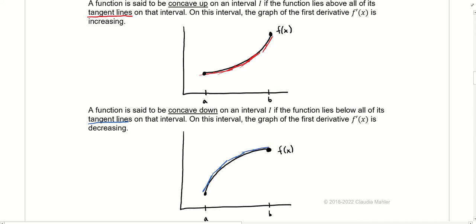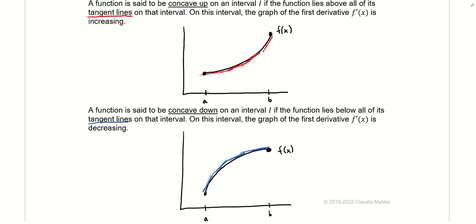We can see that in this picture, the tangent lines are sitting on top of the function. So now the function is holding up the tangent lines. Before, the tangent lines were cradling the function. Here the function is holding up the tangent lines. This would be concave down. And visually, what this means in terms of the first derivative is that it is decreasing. The slope of the first derivative is getting less and less.